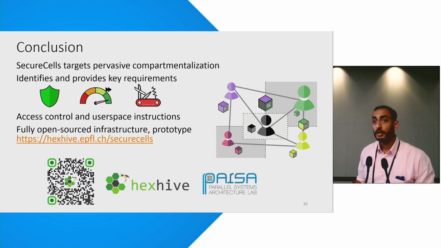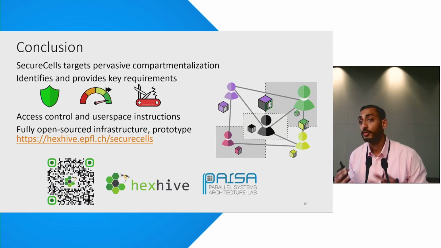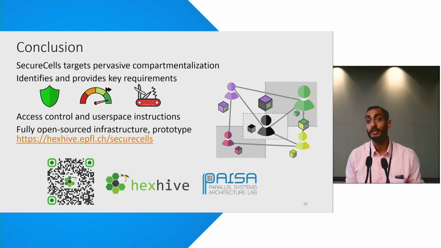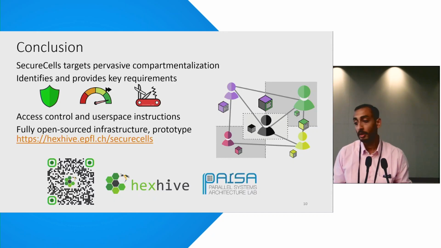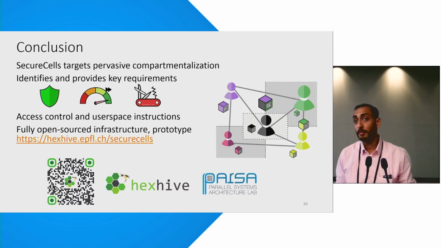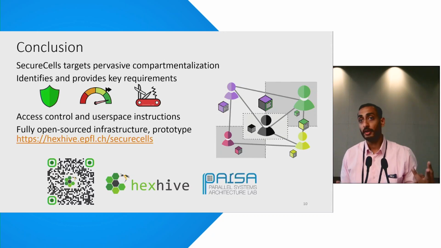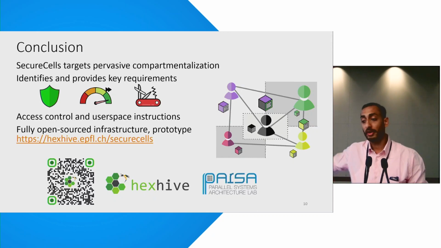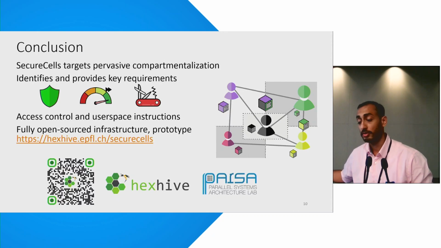To wrap up, I want to conclude by saying that SecureCells envisions a future of pervasive compartmentalization across application domains. And for this, it identifies and provides 3 key requirements. First, strict security, blazing fast performance, and generalizability or flexibility. We do this through 3 pillars, 2 of which are access control and user space instructions.